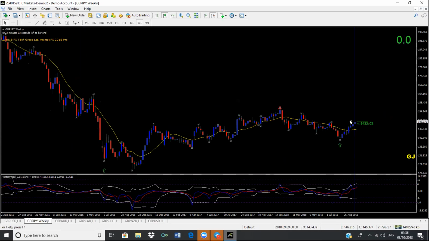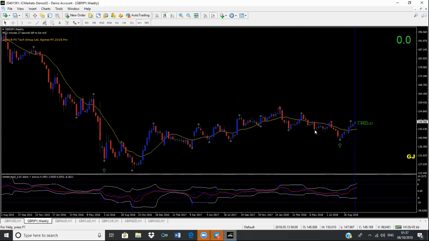Here, you will think, what happened here? The cross appeared here, but you see it was still going up. What happened? As long as you entered at the right time, with the arrow at the vertex, this is just a pullback. It's probably going to pull back here, before shooting back up.